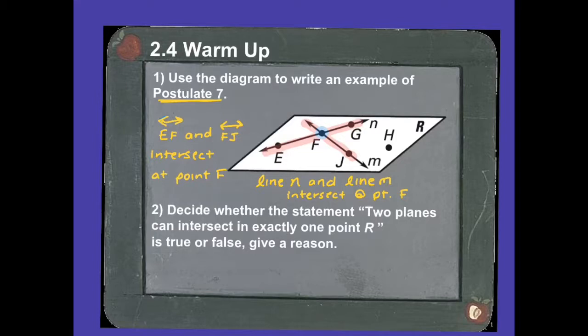Number 2 says decide whether the statement two planes can intersect in exactly 1 point R is true or false, and give your reason. So this statement is false, and the reason is because two planes intersect at one line, not 1 point. So two planes intersect in exactly one line.